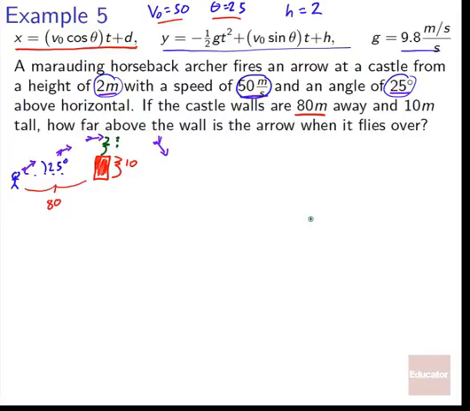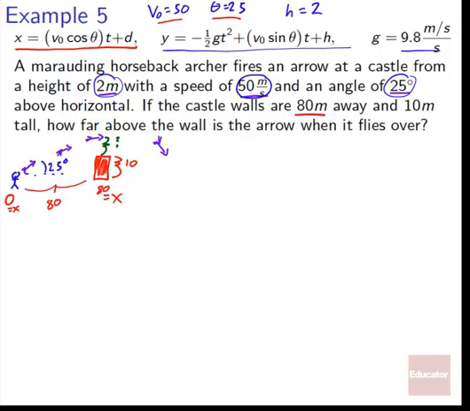So what's the d? Well, let's just say that the horseback rider, where he starts, is zero, right? We might as well make his horizontal location zero. So he starts at zero horizontally. So zero equals x here, and then this is 80 equals x here. So the castle walls are at 80. He starts at zero in terms of horizontal x location. So at this point, we're ready to solve this thing.